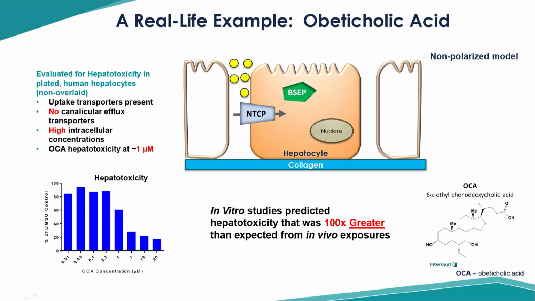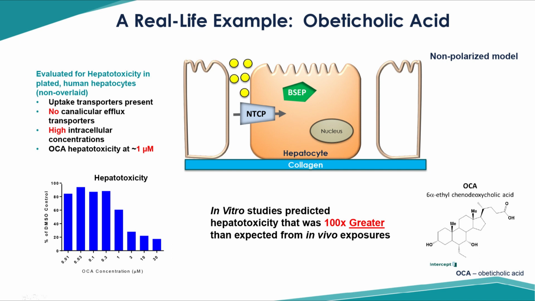And so this is important, and a really nice example of that is some work that we did a few years ago with Intercept and looking at obeticholic acid. They were developing obeticholic acid and had done all of their preclinical studies, both for metabolism and transport, in this plated hepatocyte model here. And if you remember, that model has uptake function, but no efflux function.